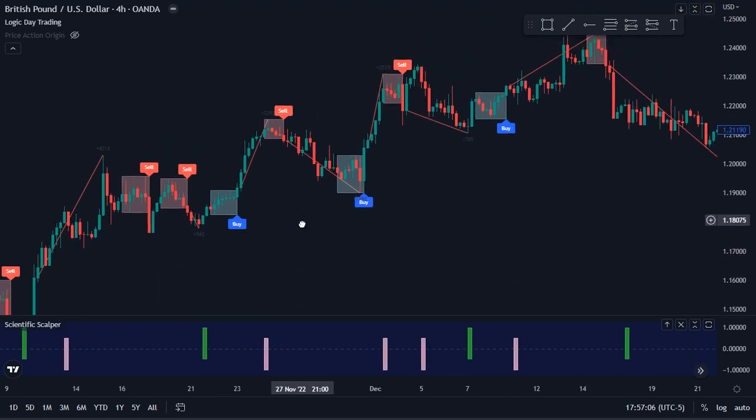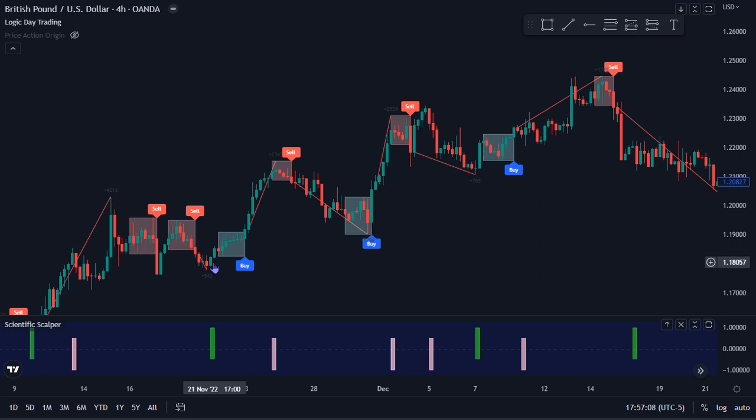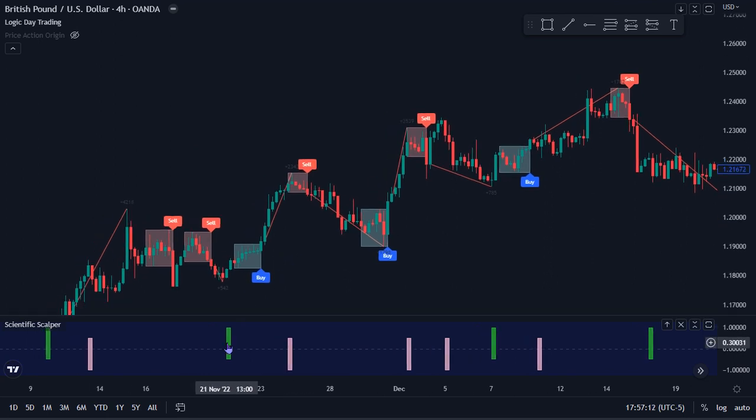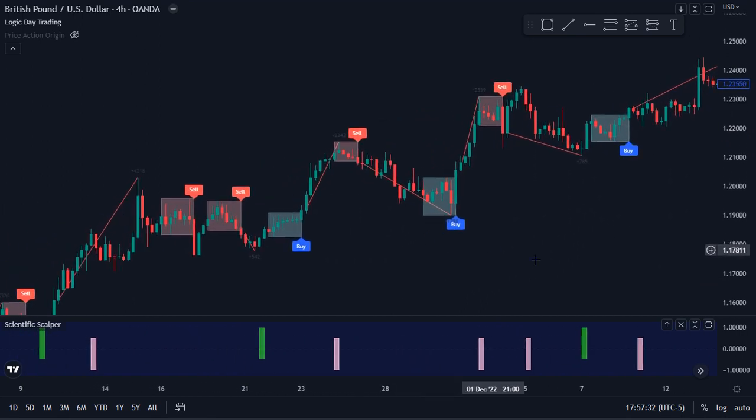Here we have another good example. Not ideal because the green bar is not inside of this zone, but we still have the criteria met to take this up move. We have the buy signal here with the Scientific Scalper. Right after this candle closes, we then get the buy zone for the Logic Day Trading. And then let me zoom in on it.